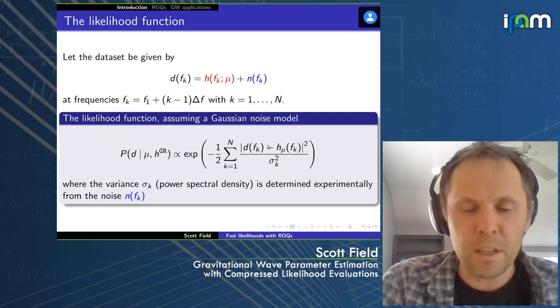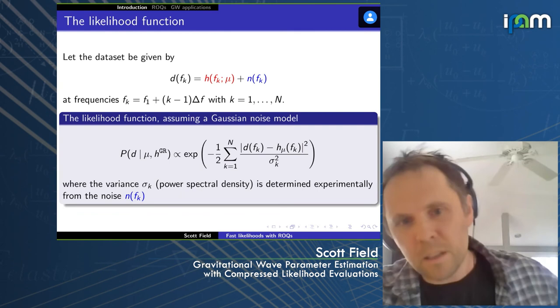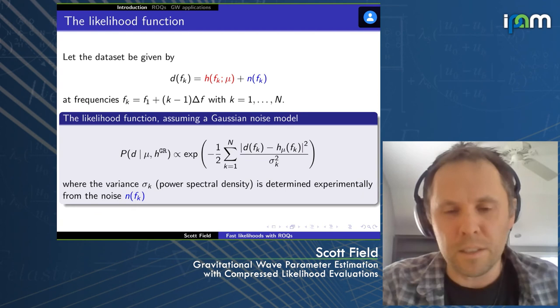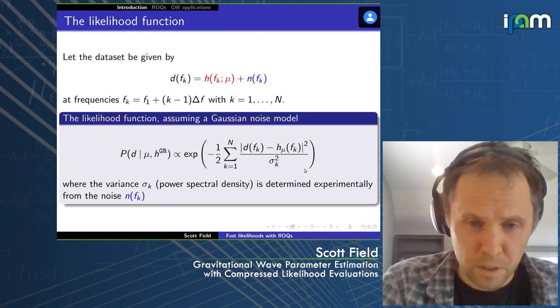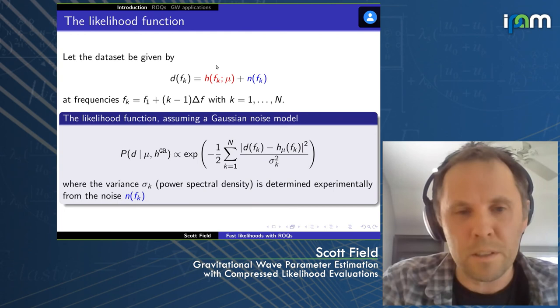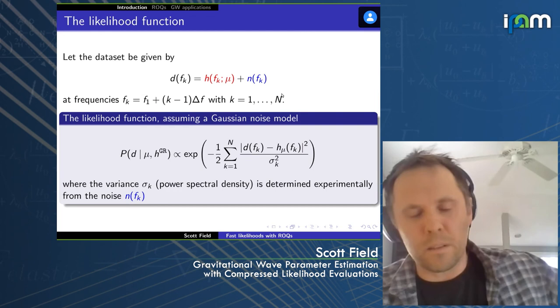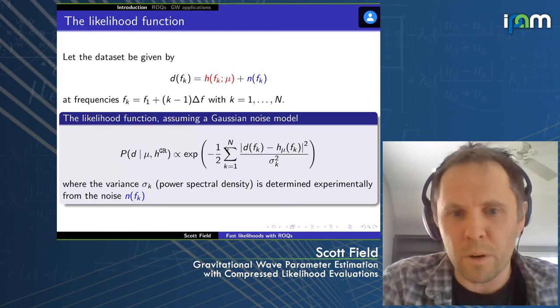Actually, in Tyson's talk on Monday, I think it was described that there are many assumptions going into this model. So the noise is Gaussian, it's stationary, it's the simplest possible setting. But assuming all of these things, we can write down an explicit expression for the likelihood function. Two slides ago, there was the detector data as a function of time, but now we've Fourier transformed it, so we're working in frequencies. These are given at equally spaced points on a frequency grid. And this is the thing that we have to compute over and over again inside this exponential here.